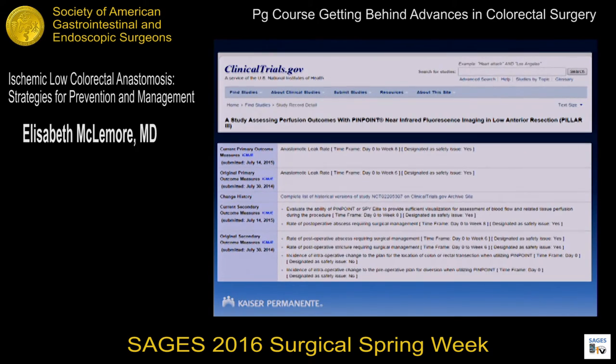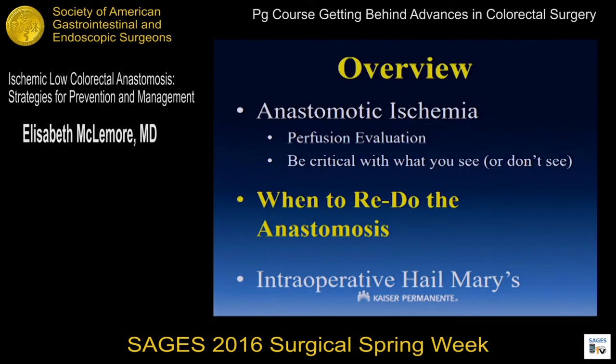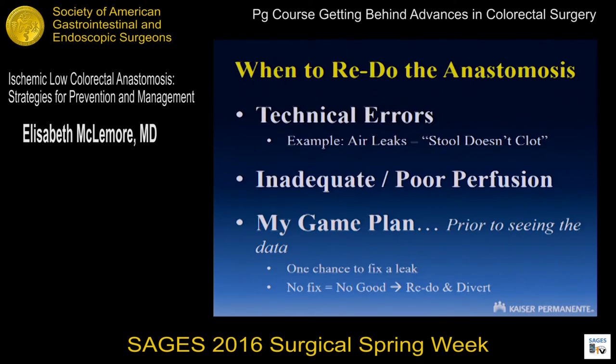I think we're gonna have some great data because you actually have to scope the patient if they're diverted as your postoperative follow-up. And I found a couple of my patients already with subclinical leaks or asymptomatic leaks where I otherwise wouldn't have actually found a leak because I wouldn't have looked. So I think regardless of whether the near-infrared is impactful, we're gonna see a significant number of data, I think, from the study. So when do we redo the anastomosis?